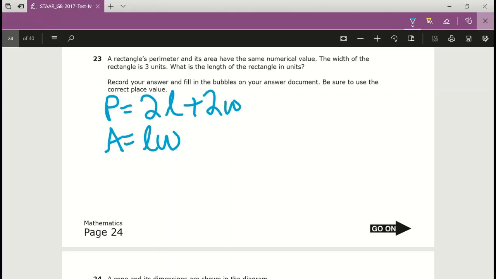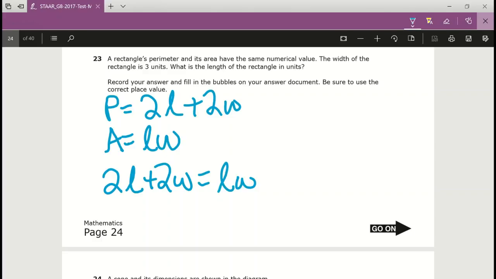Cool. So the big thing, the big jump of reasoning for this problem, is seeing that it says that the perimeter and the area have the same numerical value. So we can set them equal to each other. So 2L plus 2W equals LW.